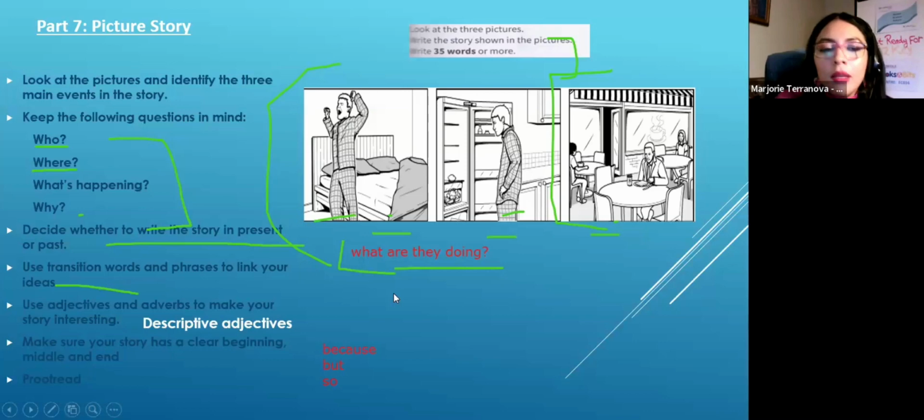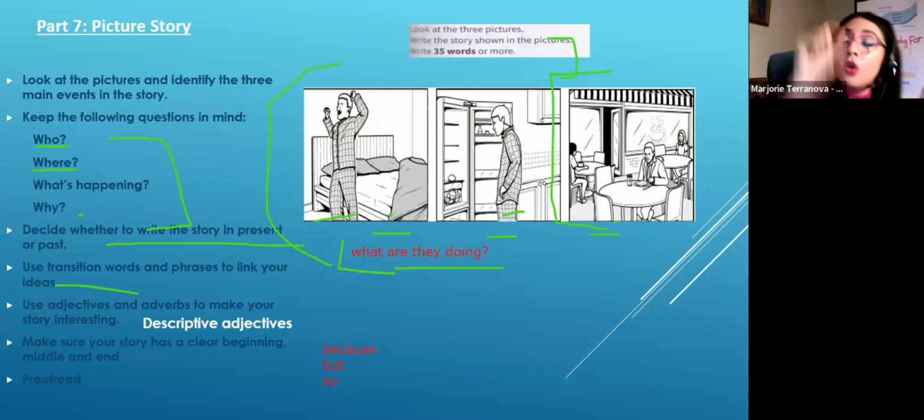Proofread. Very important. Why? Because there are spelling mistakes. So tell them to proofread to make sure that they have written everything correctly, that they have separated sentences with periods, that they have used commas.